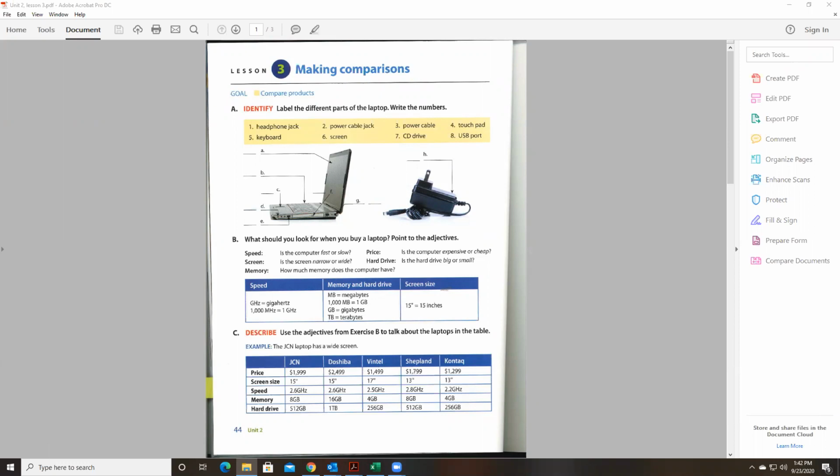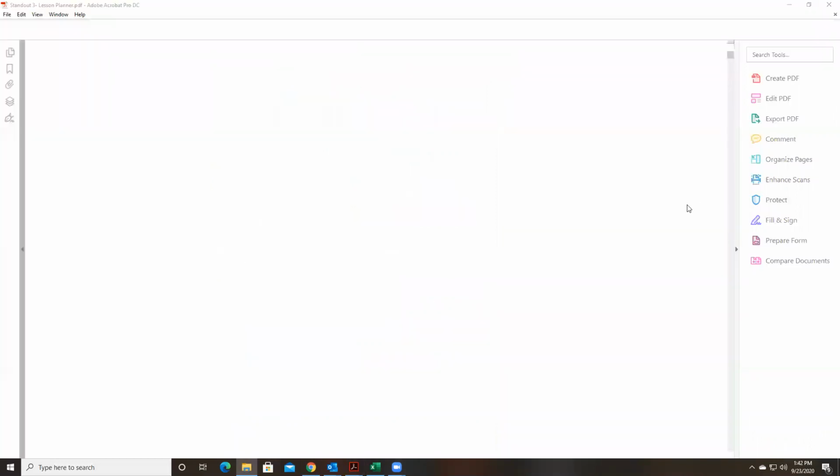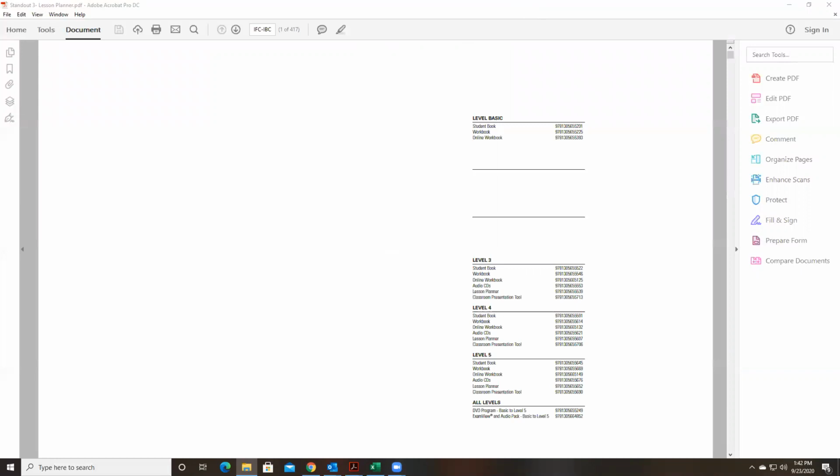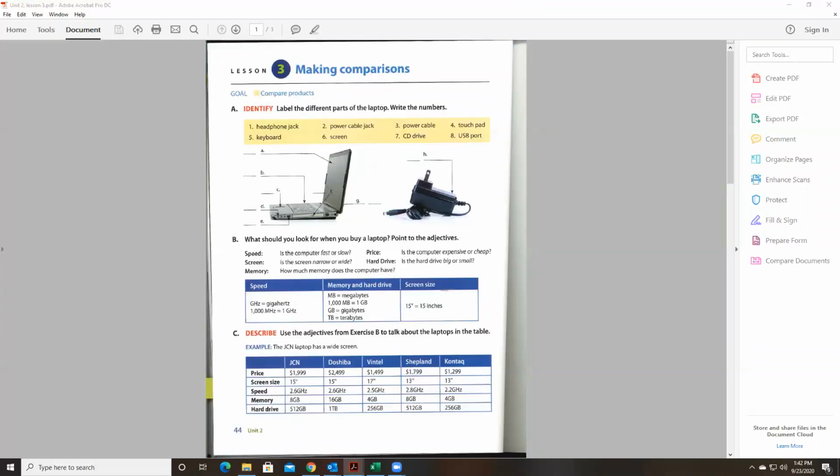First things first, let's look at the different words that there are, and then let's talk about what they mean, or even a Spanish translation. For example, number 1, where it says headphone jack. A headphone jack is the spot on the device where you can actually plug in your headphones.